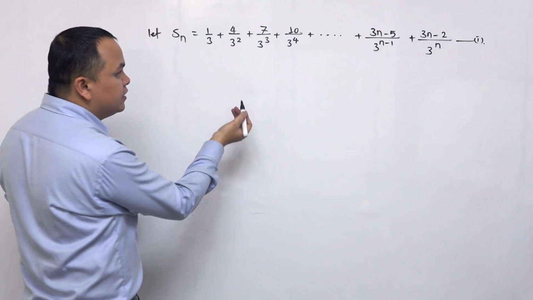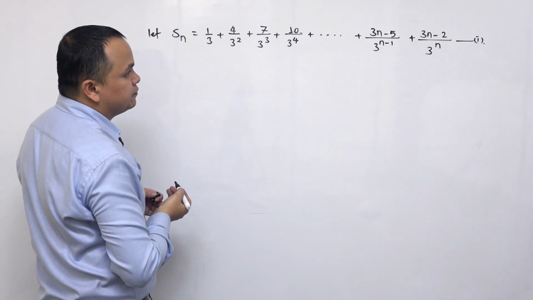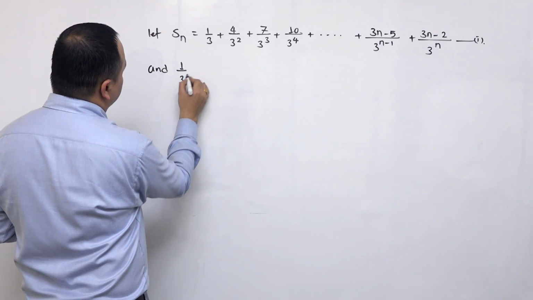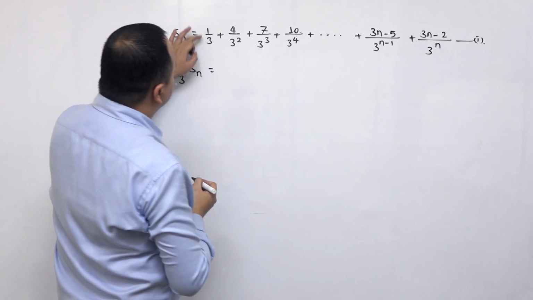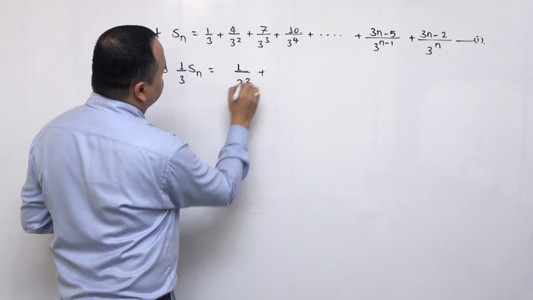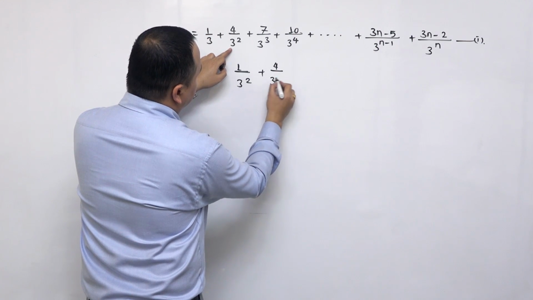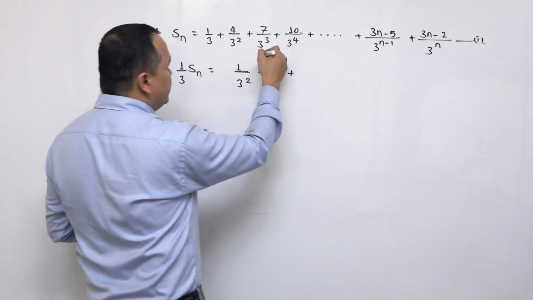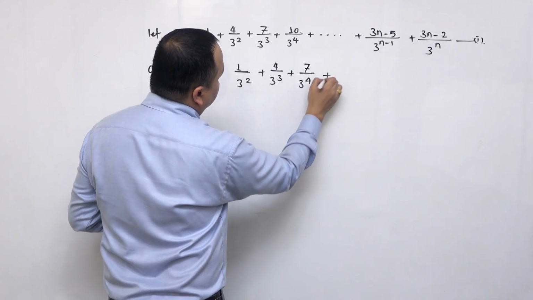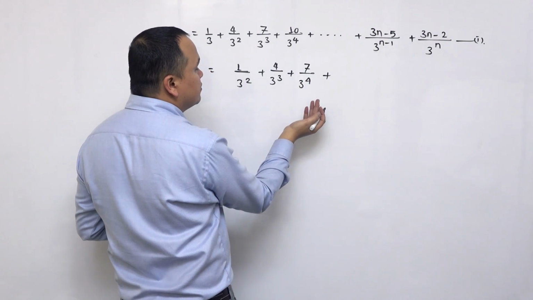Now multiplying both sides of equation 1 by 1/3, then we get 1/3 Sn, so 1/3 into 1/3 is 1/3 squared. Similarly 4/3 squared into 1/3 is 4/3 cube. Similarly, 7/3 cube into 1/3 is 7/3 to the power 4, plus 10/3 to the power 4 into 1/3, 10/3 to the power 5.